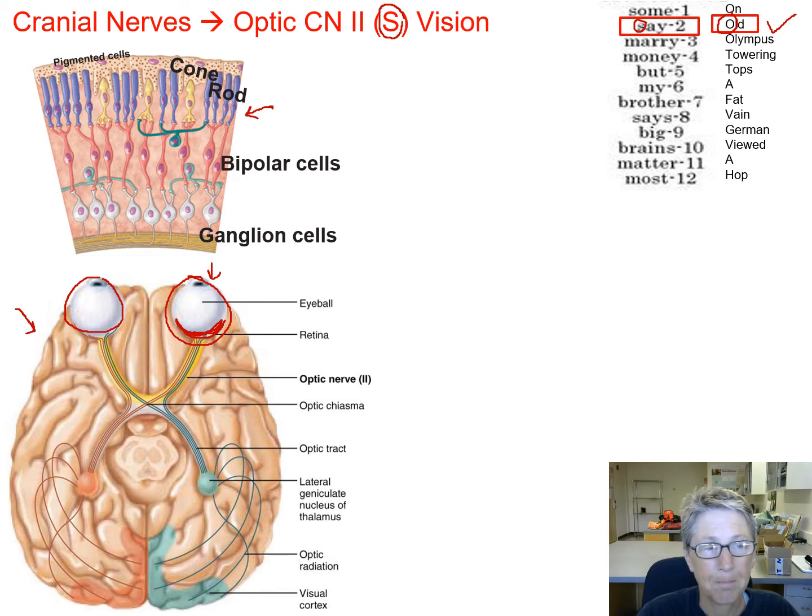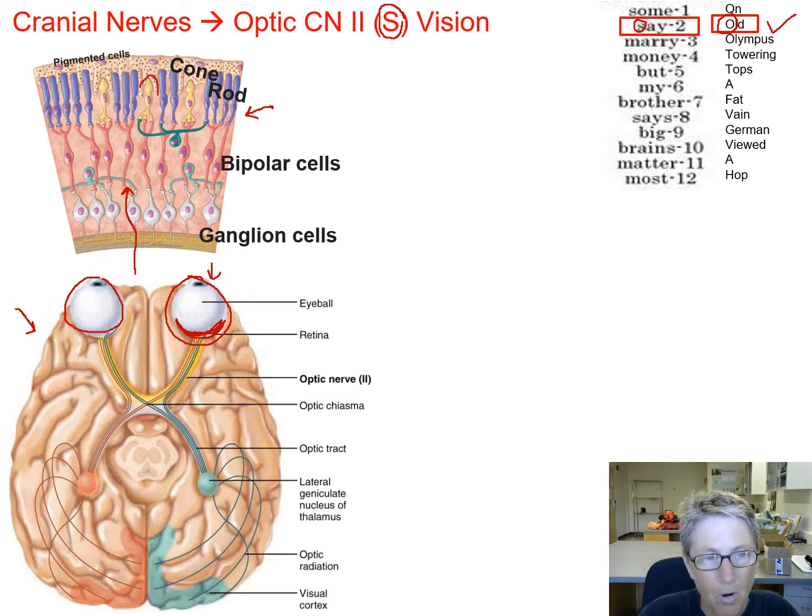So it's kind of interesting, but light would be coming in this way, and then the light waves, or the photons in the waves, would pass through these ganglion cells and these bipolar cells, and then the light waves will hit these cells called rods and cones.